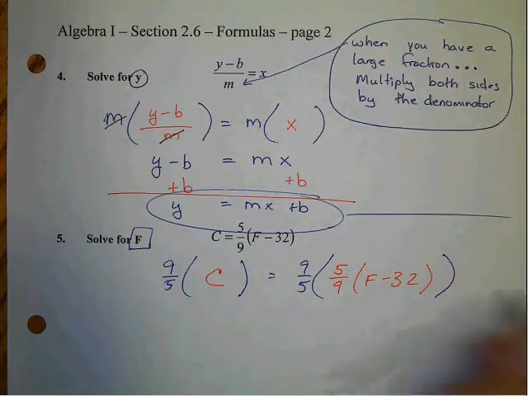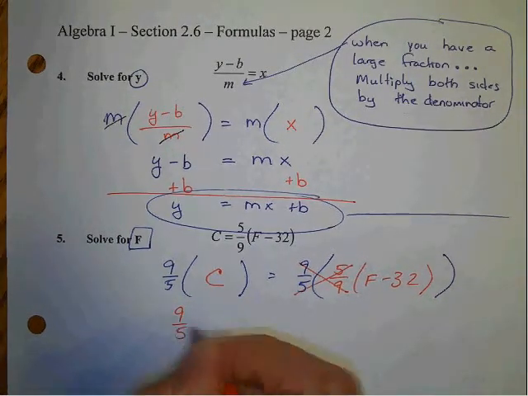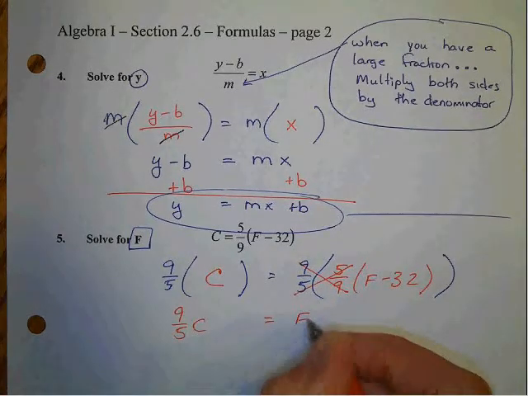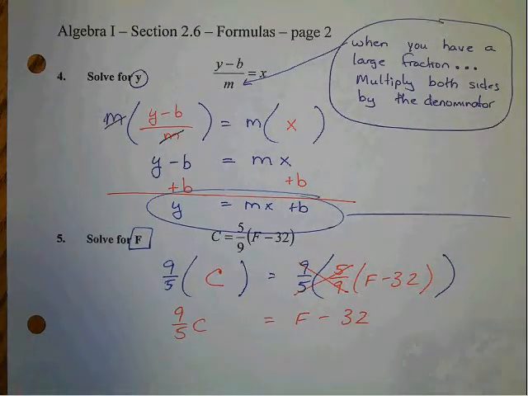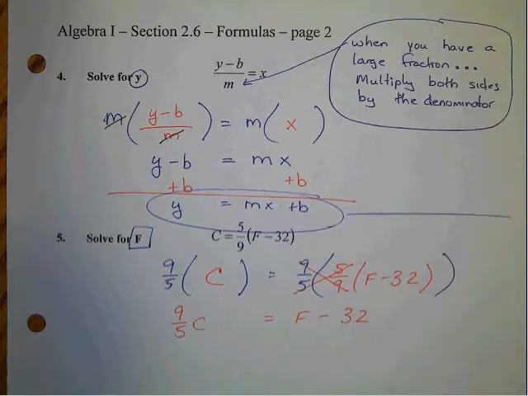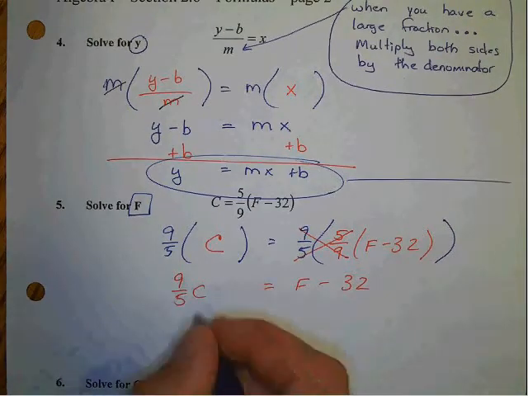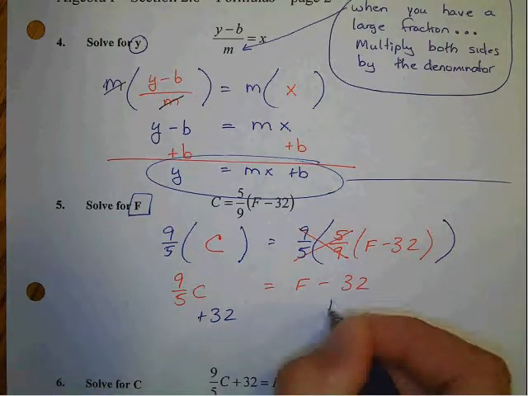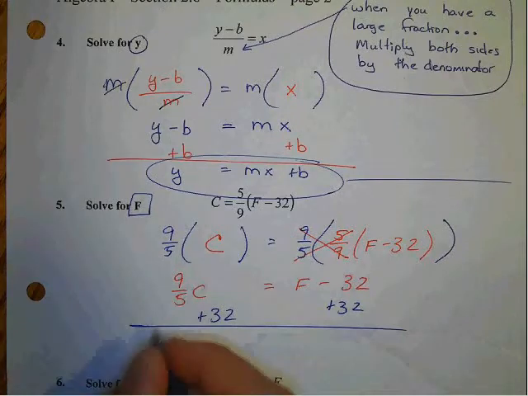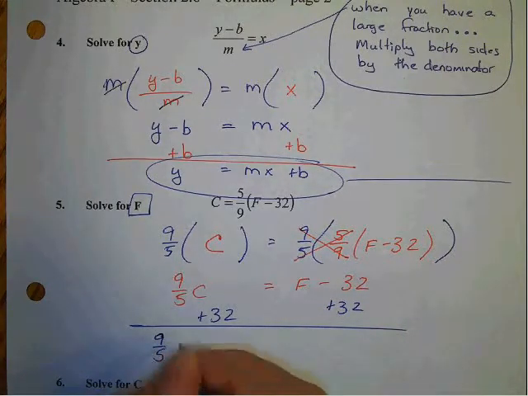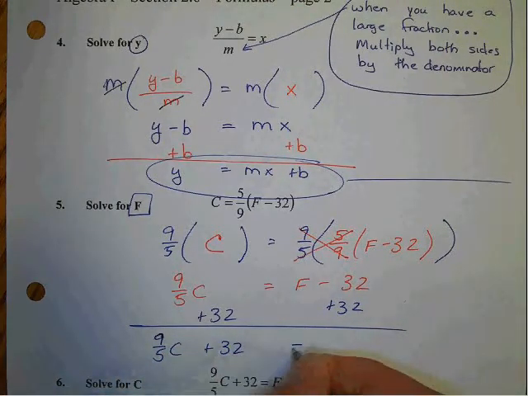The 5/9 and the 9/5 cancel. That leaves me with 9/5 c equals f minus 32. To solve this, all I'm going to do, very simply, is add 32 to both sides to get the f by itself. So I add 32. That leaves me an answer of 9/5 c plus 32 equals f.